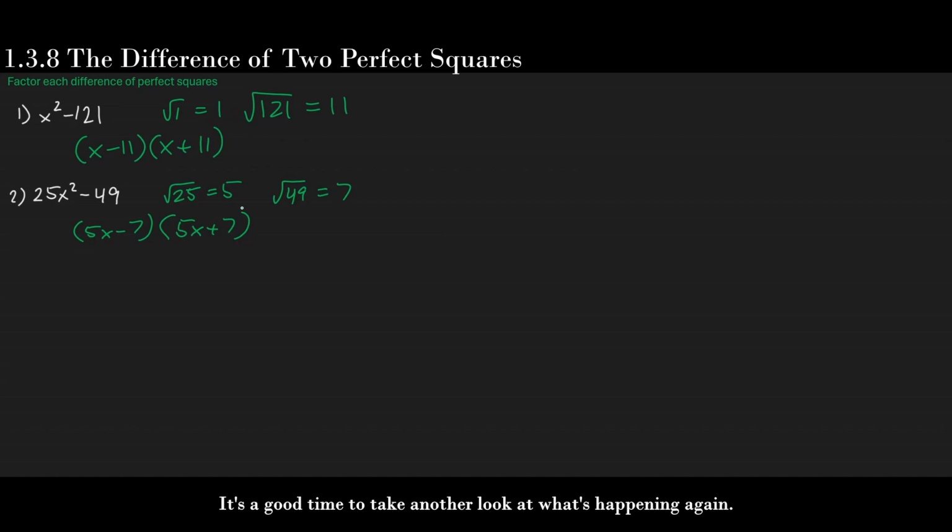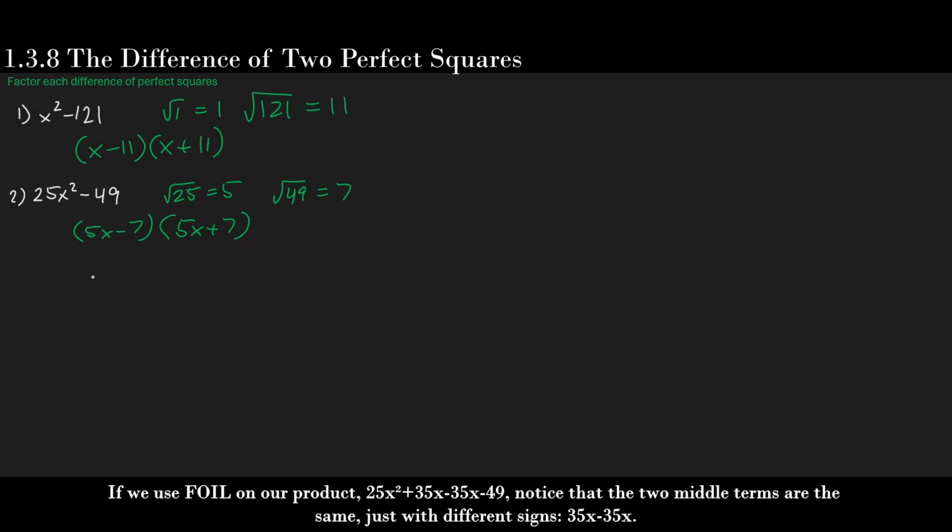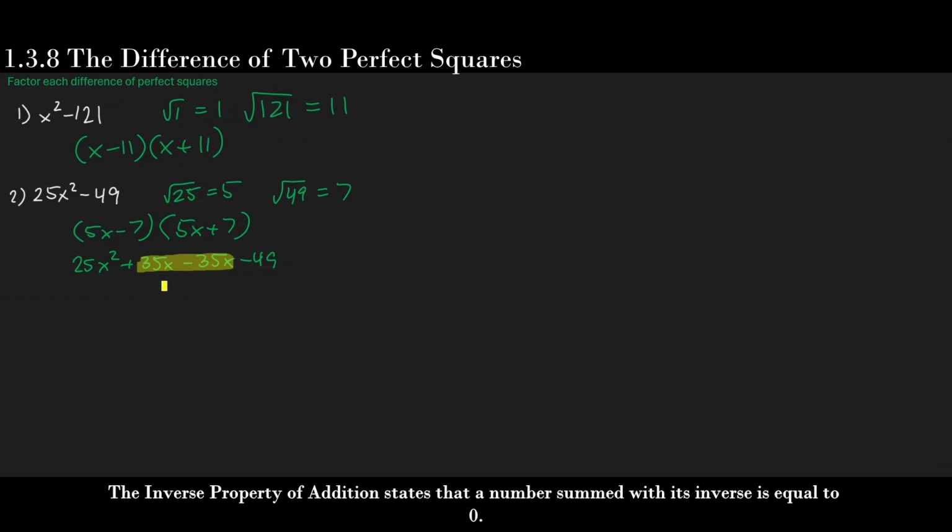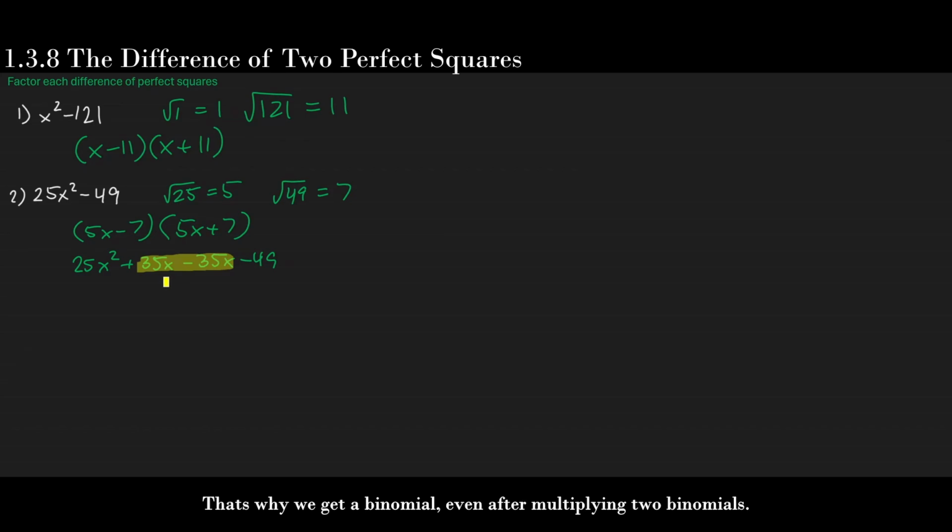It's a good time to take another look at what's happening again. If we use FOIL on our product, 25x² plus 35x minus 35x minus 49, notice that the two middle terms are the same, just with different signs, 35x minus 35x. The inverse property of addition states that a number summed with its inverse is equal to 0. That's why we get a binomial even after multiplying two binomials. That's the pattern with the difference of two perfect squares.